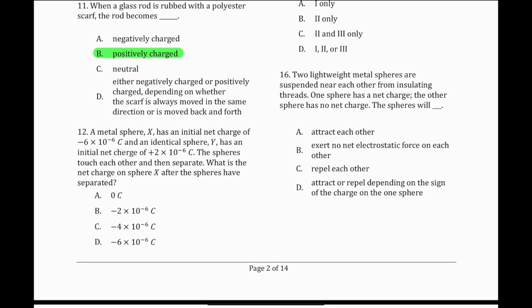Once they touch each other, the X with negative 6 will give negative 4 to the positive 2 here. That means they will tend to be in balance. So both of them become negative 2 times 10 to the power of negative 6. Both of them. So the right answer here is B.